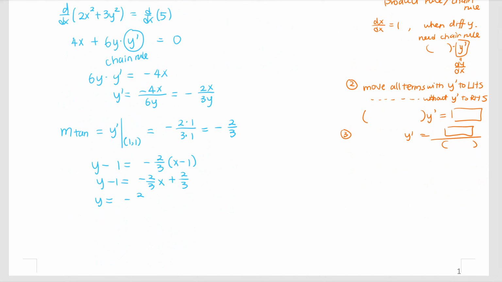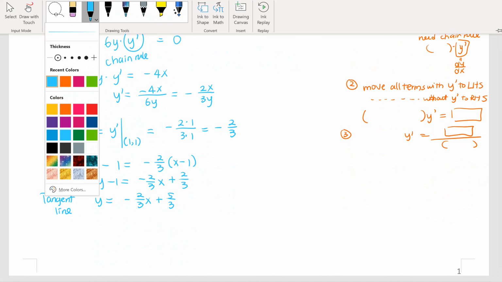y equals negative 2/3 x. We add 1 on both sides, so that's 5/3. This is the tangent line. So far, so good, everybody? How about the normal line?